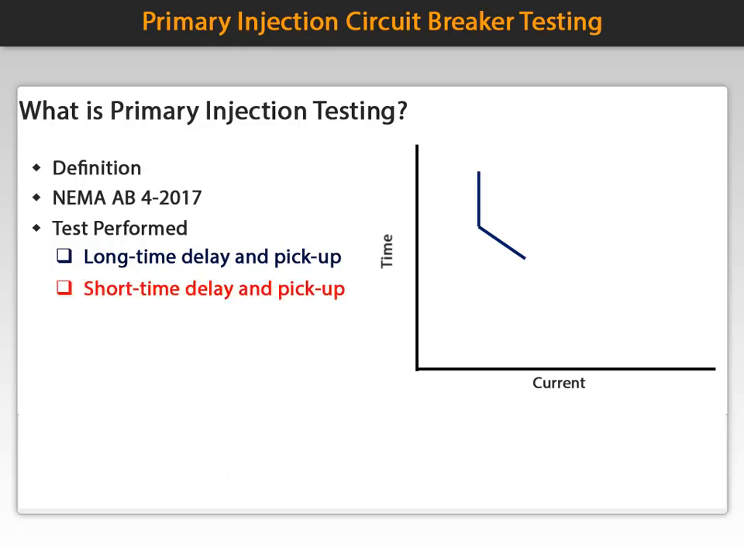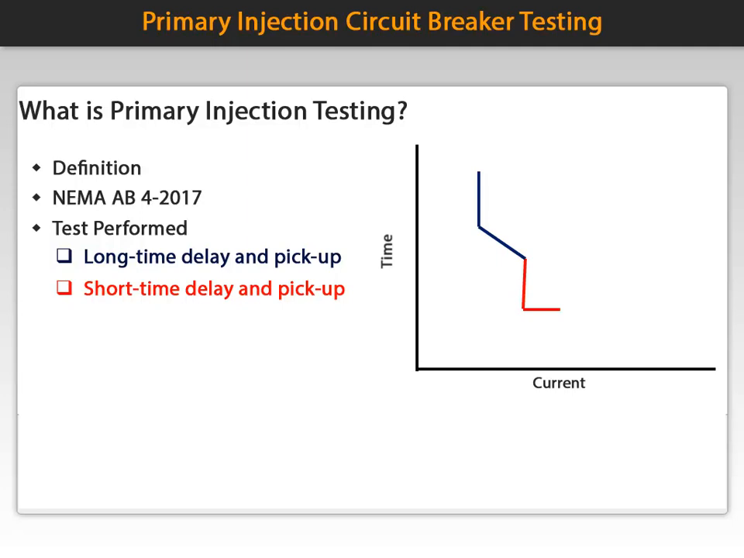Next is a short time delay and pickup, represented by the red line on the curve. This is an intentional preset delay to provide coordination with other protective devices. The test current is usually 1.5 to 2.5 times the short time pickup and is injected in each pole of the breaker, and the trip times are recorded.